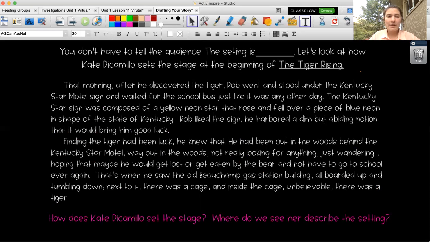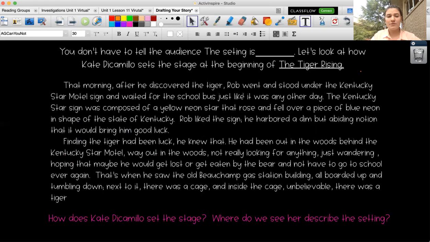So let's look at how Kate DiCamillo sets the stage at the beginning of The Tiger Rising. "That morning, after he discovered the tiger, Rob went and stood under the Kentucky Star Motel sign and waited for the school bus just like it was any day." So already it starts with that morning. So we know it's in the morning, and with it just being in the morning, we could guess, oh, he's probably getting ready for school, which she says at the end of the sentence, he was waiting for the school bus just like it was any other day.